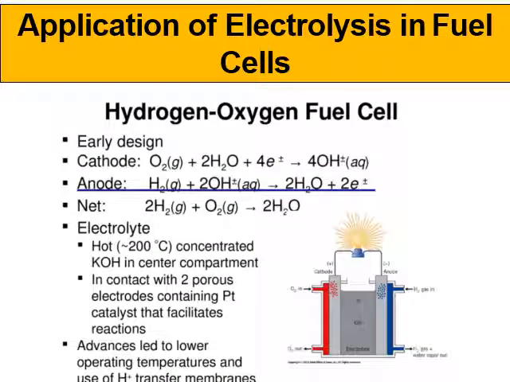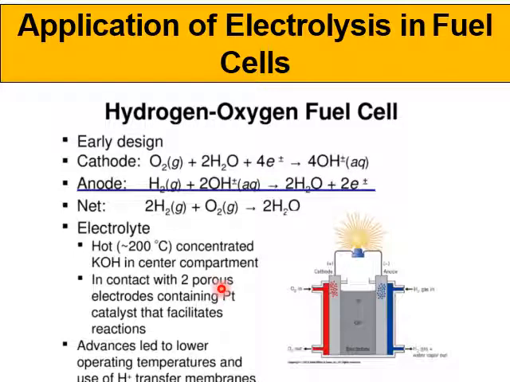Okay, this is an example of a hydrogen-oxygen fuel cell. Okay, in the early design, the cathode is oxygen with the H2O, okay, and then the anode is hydrogen with the OH. The net equation is here between hydrogen and oxygen only to produce H2O. This is where it is normally involved in a water generator. Okay, from hydrogen and oxygen is produced H2O.